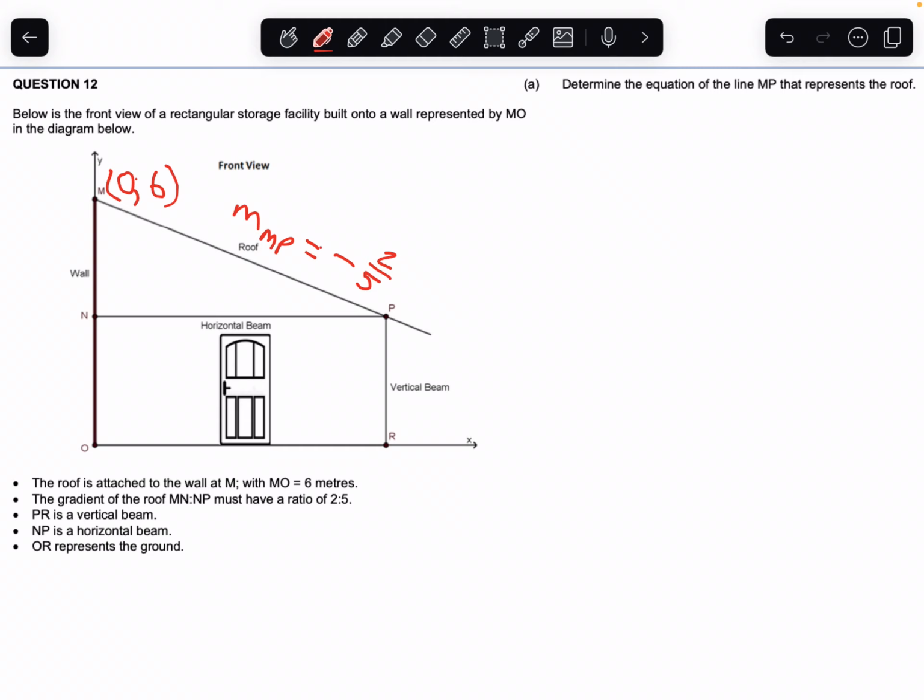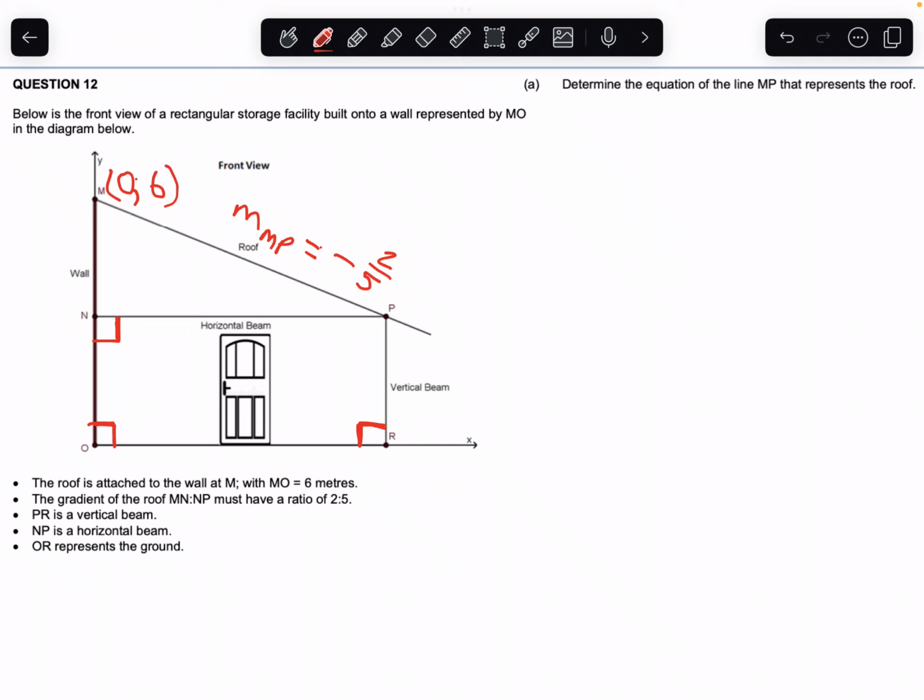PR is a vertical beam, so whatever the x-coordinate of R is, that's the x-coordinate of P. NP is a horizontal beam, so the y-coordinates of N and P are the same. So these are 90s. And then OR represents the ground. Cool. So, righty doos.